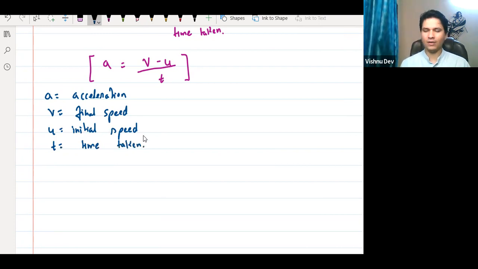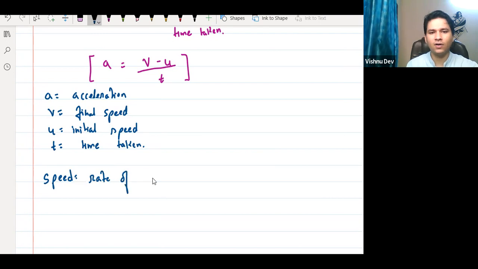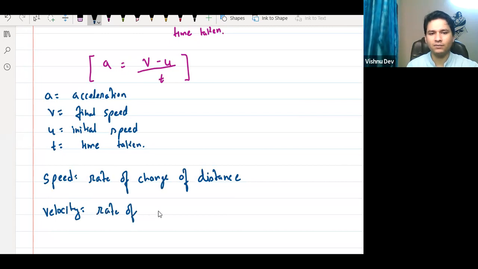Now, what is speed? Tell me. Speed is equal to rate of change of distance. Yes, correct. In the same way, velocity is basically rate of change of displacement.